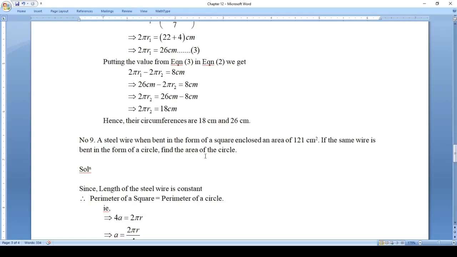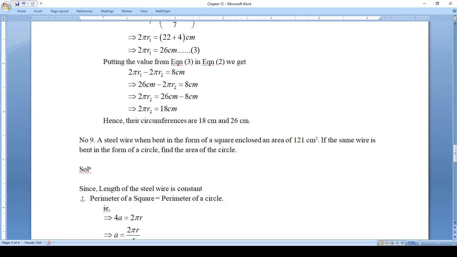The same wire, that means the length of the steel wire is the same. You can bend it in the form of a square, which would give us an area of 121 cm square. The same wire is bent in the form of a circle. We have to find the area of the circle. That means the perimeter of a square is equal to the perimeter of the circle, because the length of the steel wire is the same, isn't it?